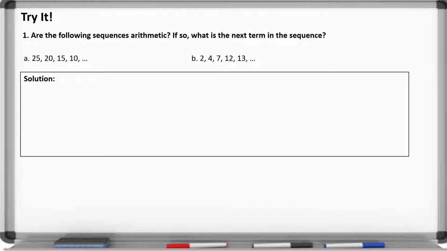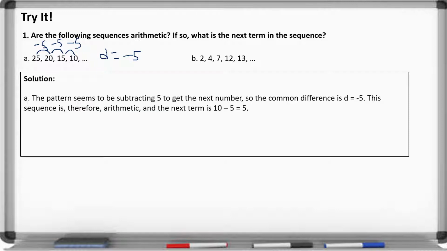Alright, so looking at the first part, if we want to see if it's arithmetic, let's see what we need to add or subtract to get to the next number. So in this case, if I subtract 5, that will lead me to the next number. Again, here subtracting 5 will lead me to the next number, and subtracting 5 again will lead me to the next number. So therefore, there's a pattern in adding or subtracting the same number on both sides. So therefore, there is a common difference. The common difference D is actually negative 5. So therefore, this is arithmetic. The next term in the sequence is 10 minus 5, or 5.